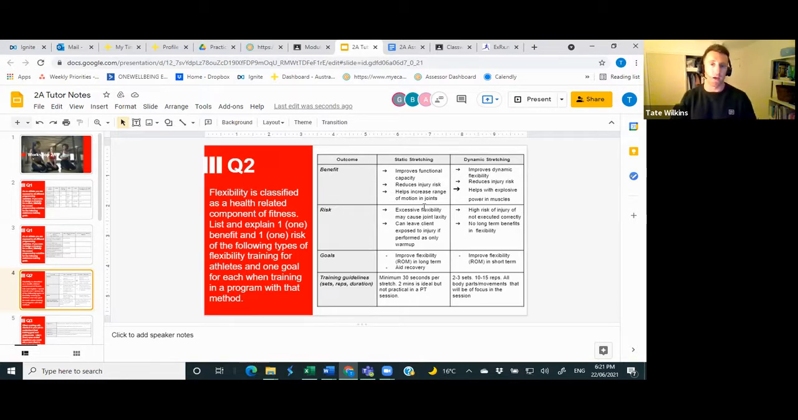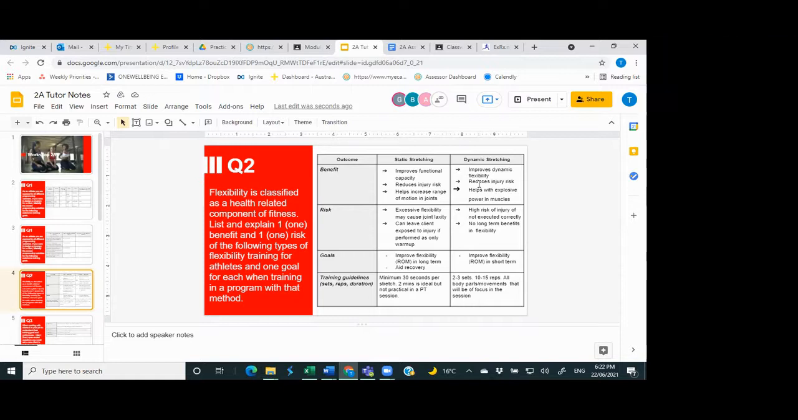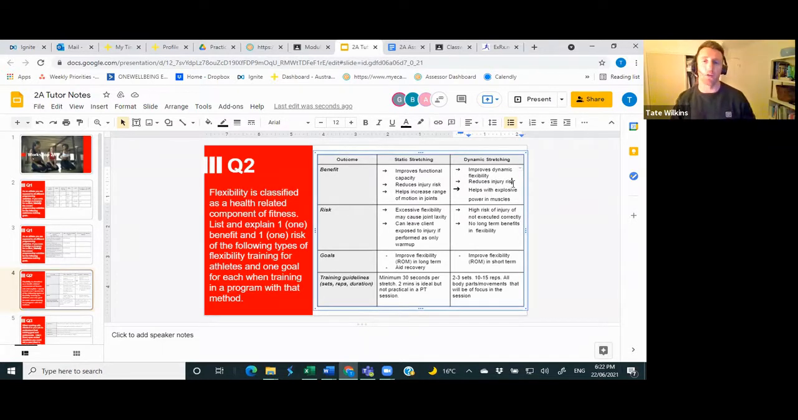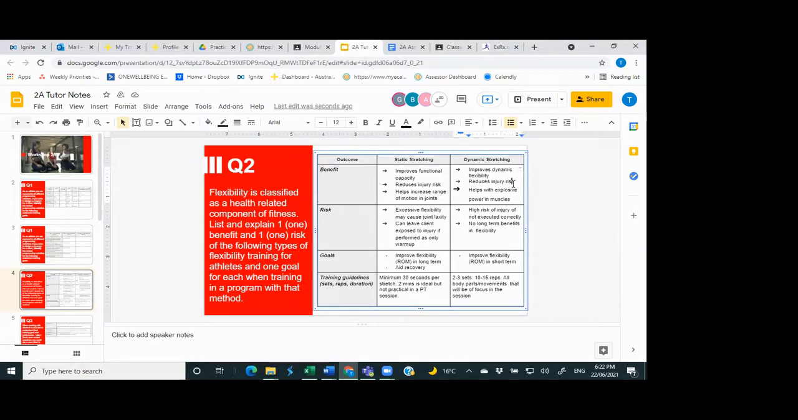Gus, just tell me a benefit of, say, doing dynamic stretching. I know I put a few examples there, but just tell me, what do you think a benefit of doing dynamic stretching would be? I guess I'd go injury, like it reduces injuries. That's fine. Well, just tell me, why do you think dynamic stretching would reduce injury more so? I don't know.